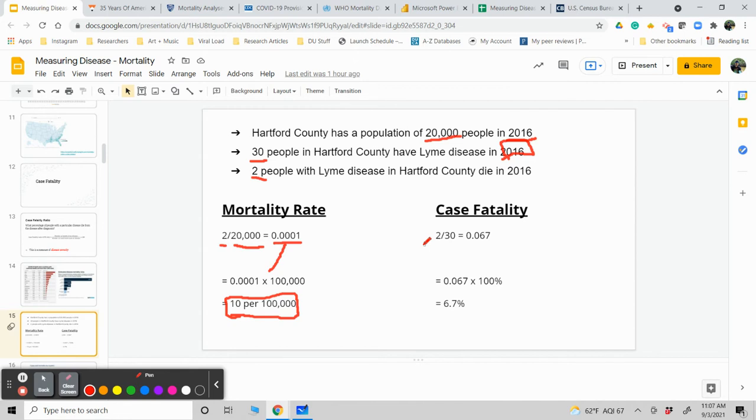Case fatality, we're looking at the number of deaths. And in this case, our denominator is the number of cases of disease. Not everybody, but just who contracted this disease. Do the math and we get 6.7. That tells us about the severity of this disease in Hartford County. So 2 different metrics telling us 2 slightly different things about this disease, both useful in their own way.